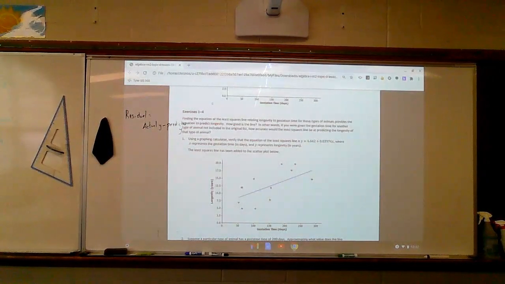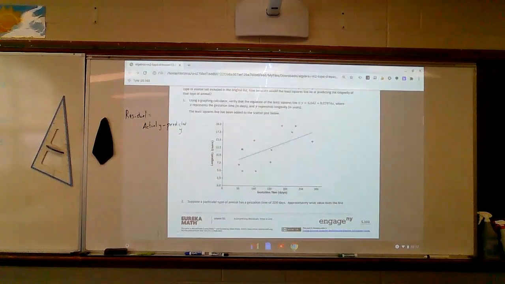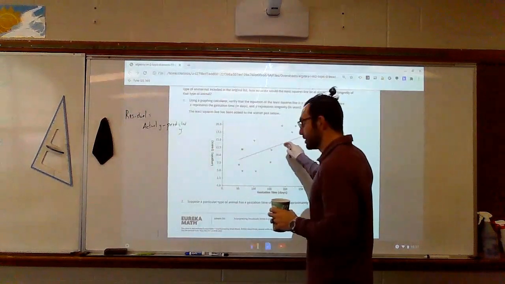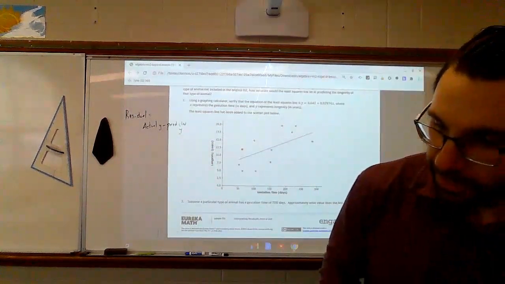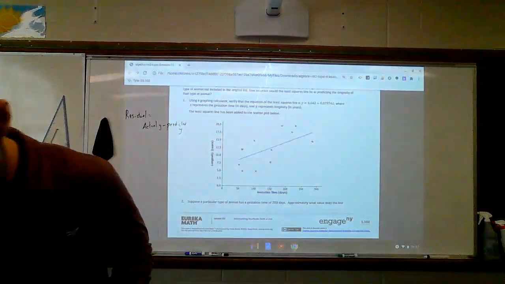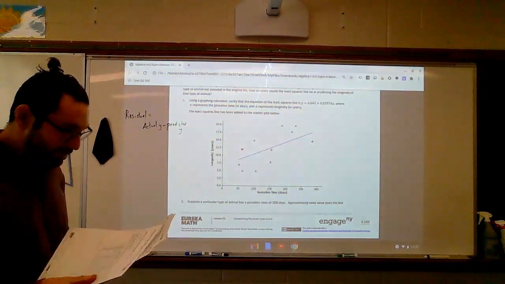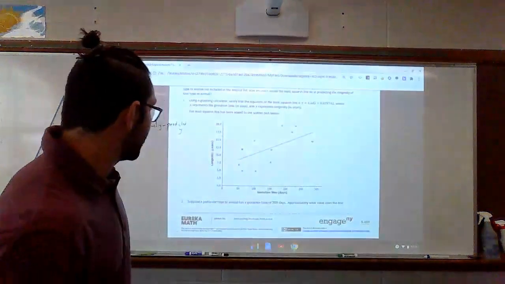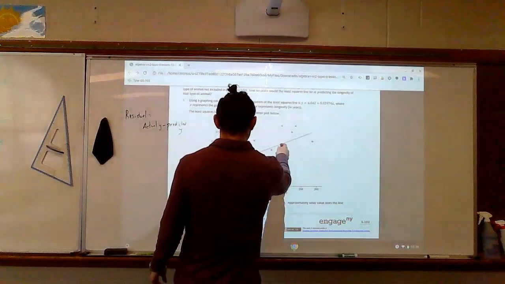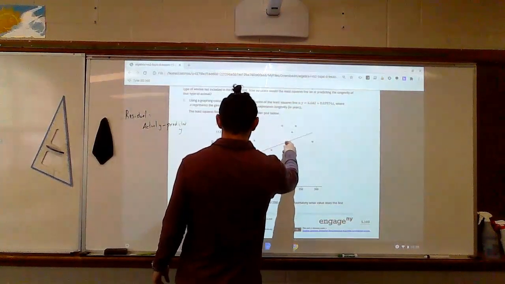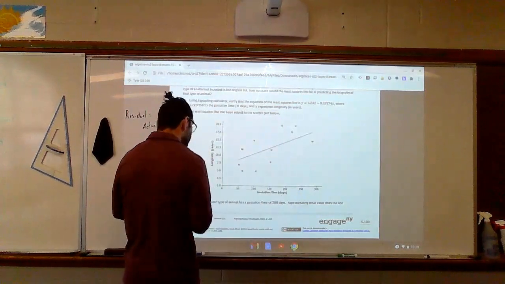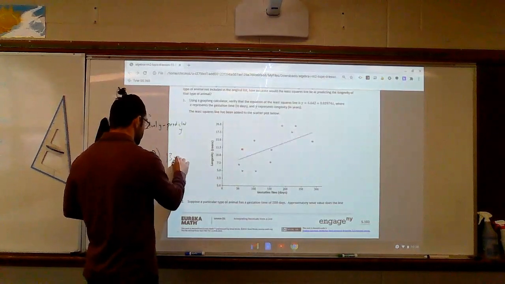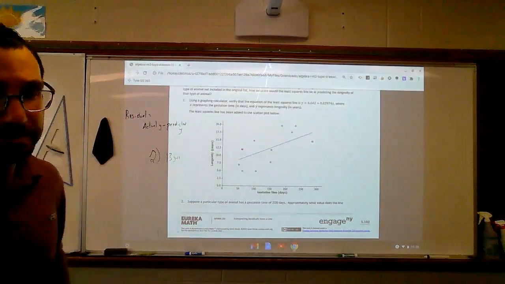It says, suppose a typical animal has a gestation of 200 days. Approximately, what value does the line, and then it stops, so it would be helpful if I had my notes here, which I do. Let me put my coffee down. It says, approximately what does the line predict for the longevity of this type of animal? So the line predicts at 200, I've got something like, I'll say 13. So 13 years for my guess for number 2. That's my guess. And it's, again, just a guess.